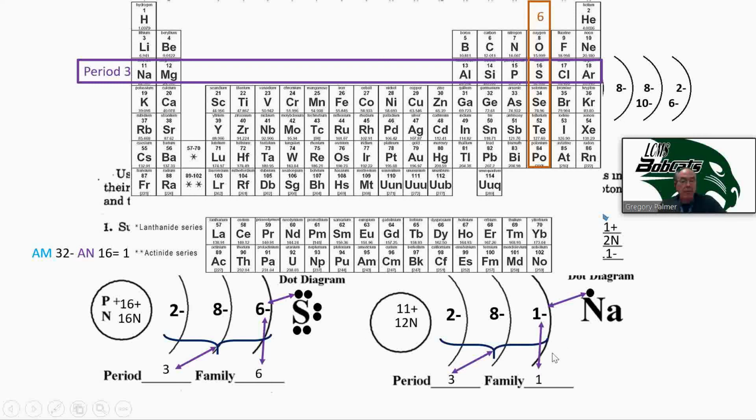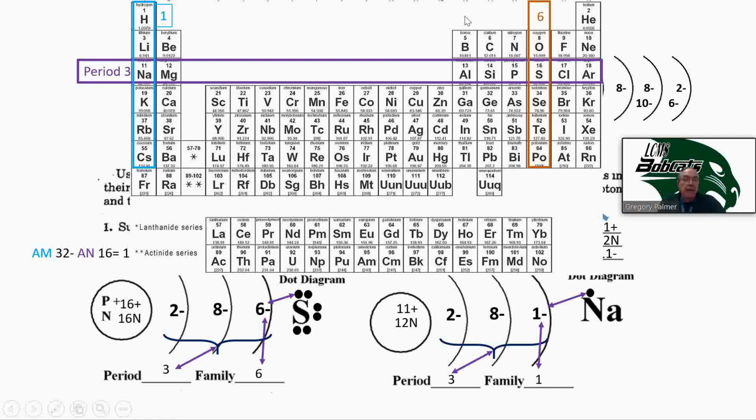Our sodium, we said we thought would be in family 1. I put a box around family 1, and in period 3, in family 1, right here, all these elements with 1 valence electron, is our sodium. So the Bohr model corresponds to its location on the periodic table. Or, more likely, the periodic table is arranged by the Bohr models.